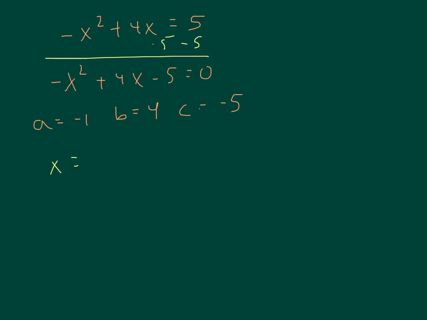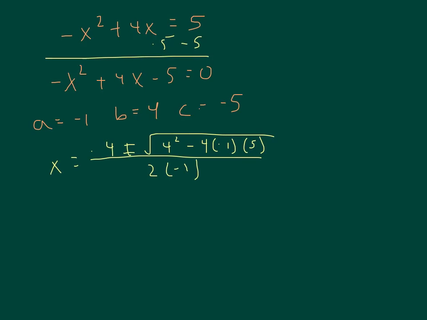X is equal to the opposite of B, -4, plus or minus the square root of 4 squared minus 4 times -1 times -5, all over 2 times -1. Press pause. Take a minute to do the math yourself. Okay, and you should have gotten to this point at least. And there's some good stuff in this one.